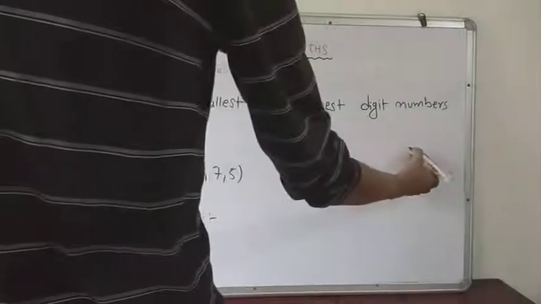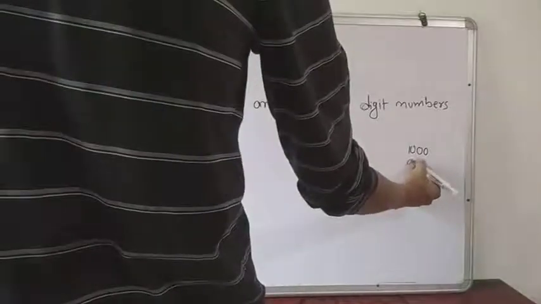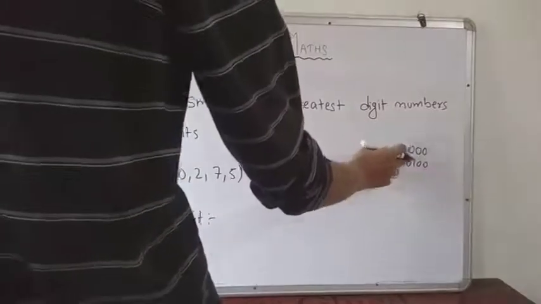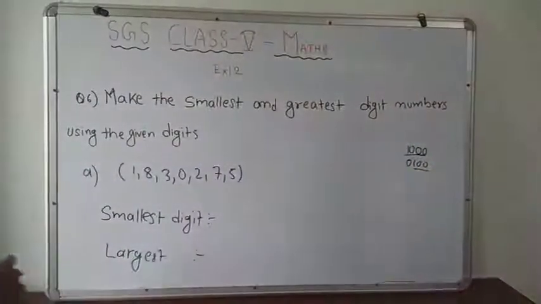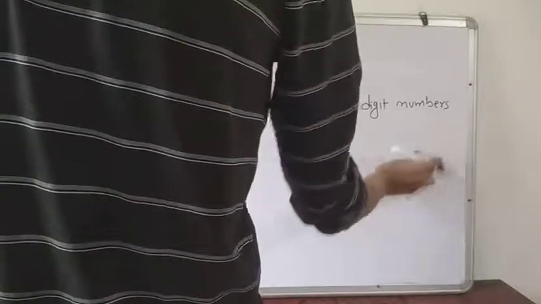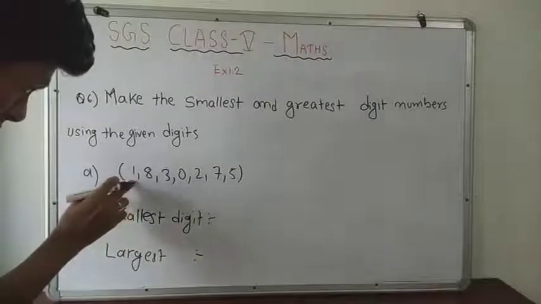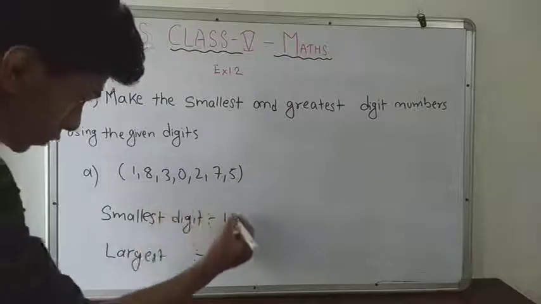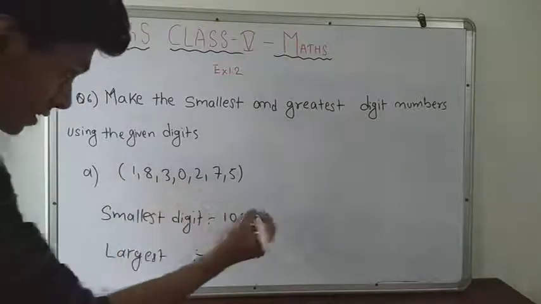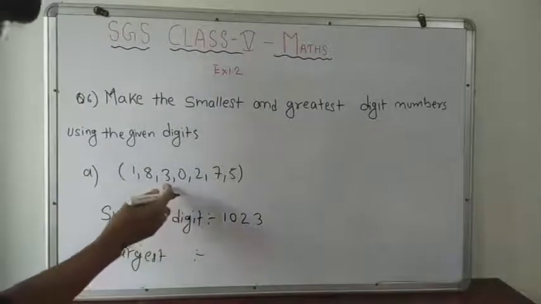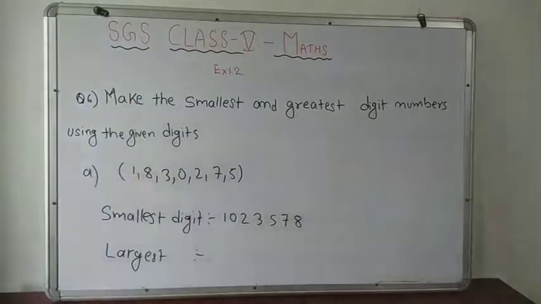For example, 1000 is a number. If you make the number by placing 0, 1, 0, 0, then it will become a 3-digit number, while we have to form a 4-digit number. So you should not put 0 in the first place. Remember this. To make the smallest number, we take the smallest nonzero digit first, that is 1. After that 0. The next smallest digit is 2, then 3, then 5, then 7, then 8. This will be your smallest number.